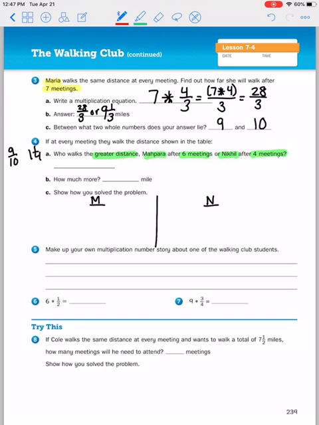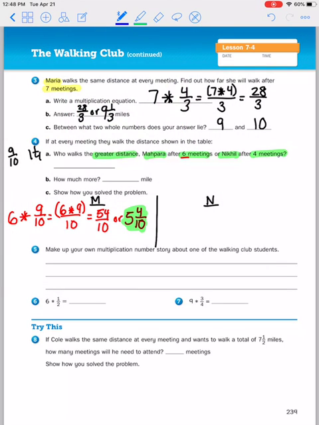So they said Mapara went 9/10 every meeting, and she went 6 meetings. So that would be 6 times 9/10, and you would get 54/10 or 5 4/10. So she went 5 4/10 of a mile. She went 5 whole miles and 4/10 of another mile.